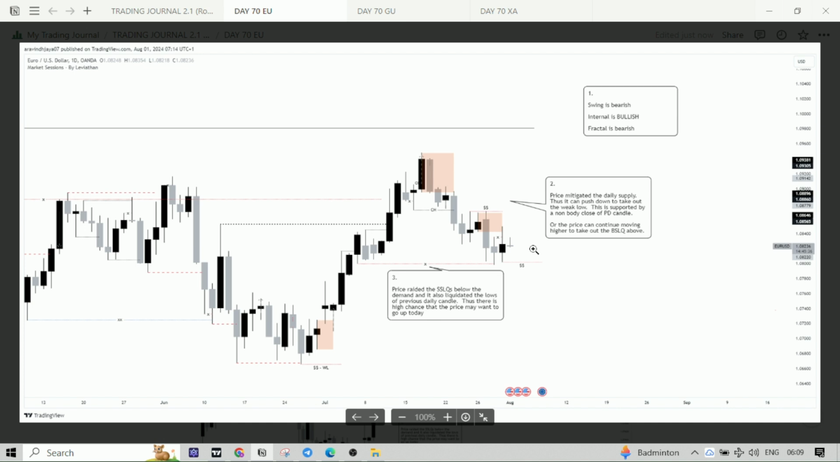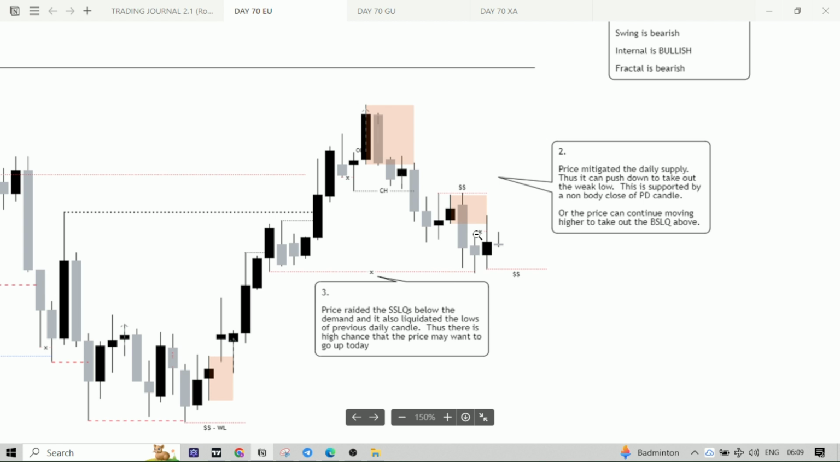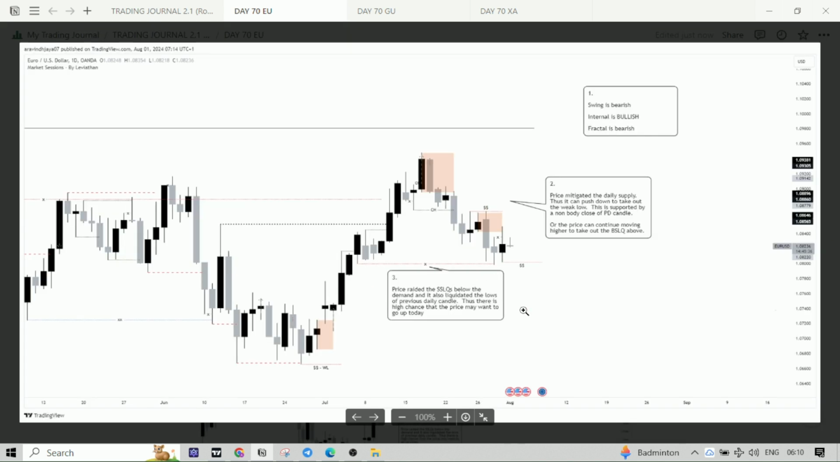Currently, you can see the price has taken this buy side liquidity, mitigated this supply, filled this imbalance. So there is a lot of chance that the price can come down to take out this low. So this would be my target, I mean, a draw on liquidity, you can see. Here you can see price mitigate the daily supply, thus it can push down to take out the weak low.